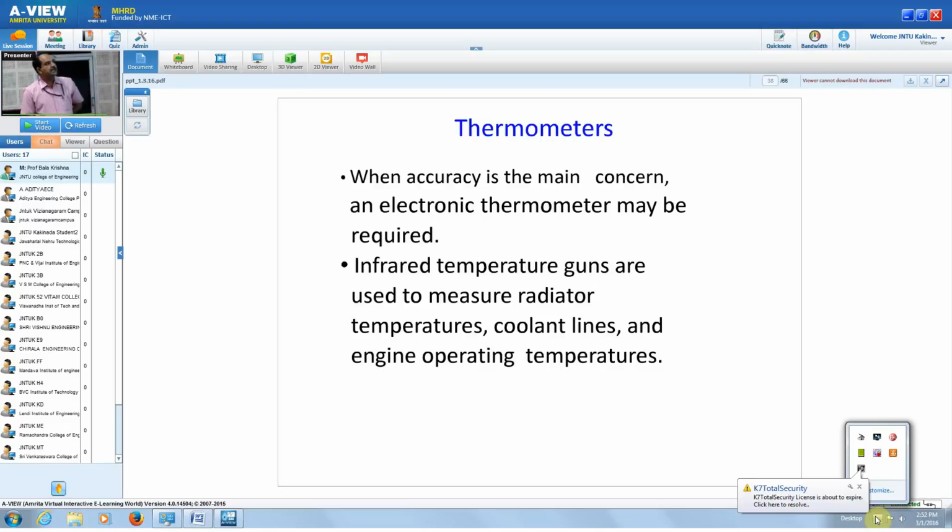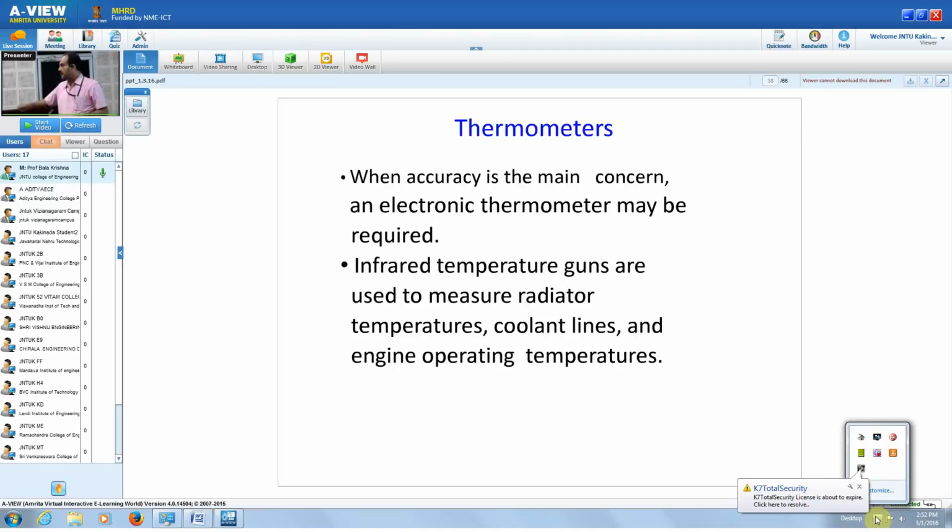When accuracy is the main concern, an electronic thermometer may be required. Infrared temperature guns are used to measure radiator temperatures, coolant lines and engine operating temperatures. Infrared thermometers: if there is any temperature where there is no chance to put thermocouples, you flash a light on that and then you can read the temperature. That's the infrared temperature gun, it is called.